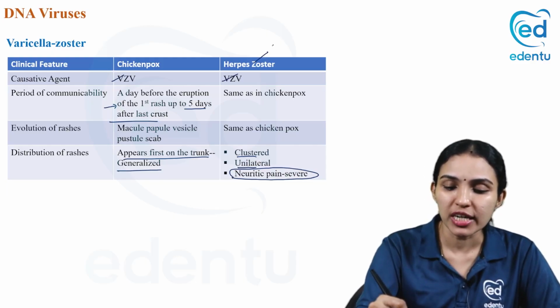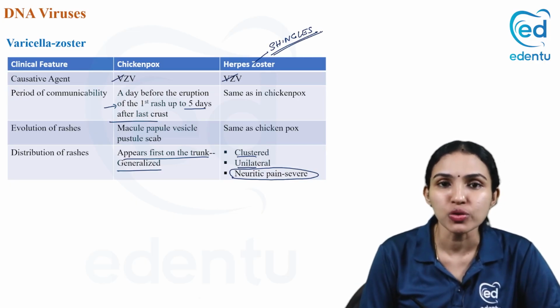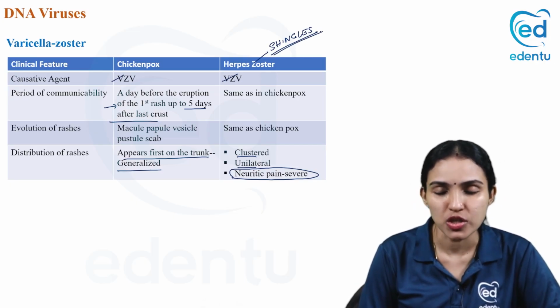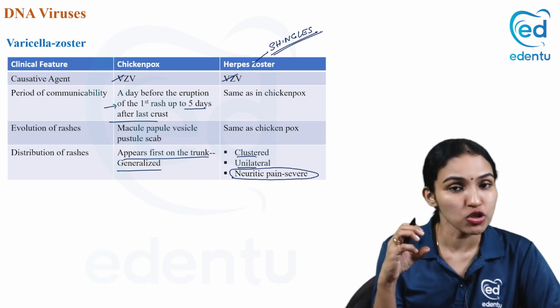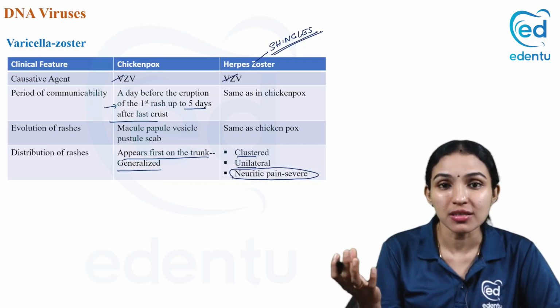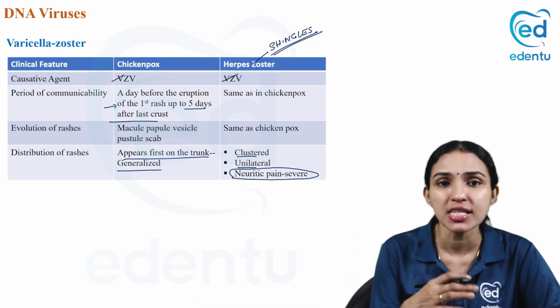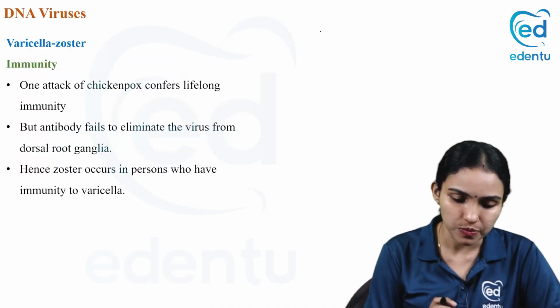And I'll tell you one more name for herpes zoster. Zoster is commonly called shingles. If a question is asked like this, you have to know this is nothing but herpes zoster. So the localized distribution of the vesicles, unilateral involvement, and neuritic pain are what make it zoster. That is how you can identify zoster from chickenpox. Otherwise, most of the things are similar.